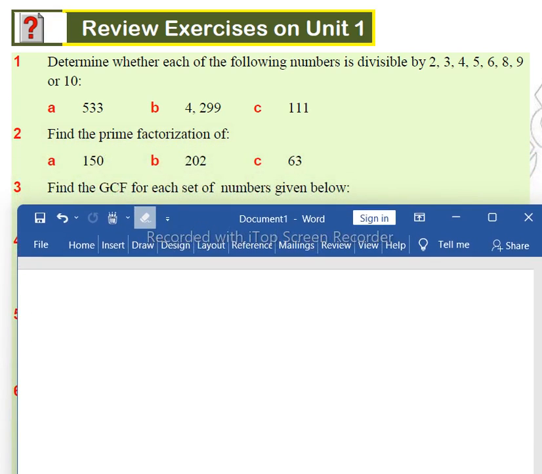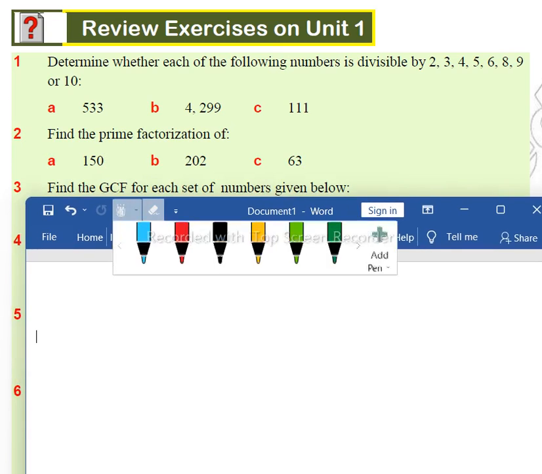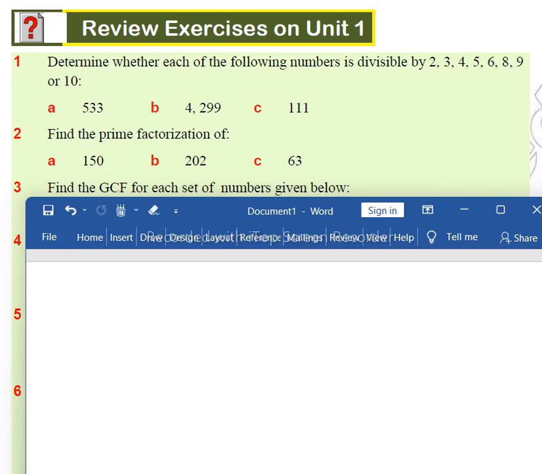Let us move to question number 2. Find the prime factorization of the following. Let us see how to find the prime factorization of a number. We have to divide that number by prime numbers, starting from 2.